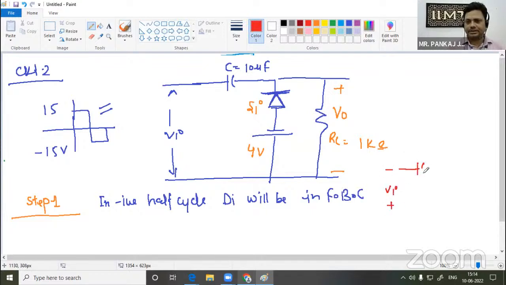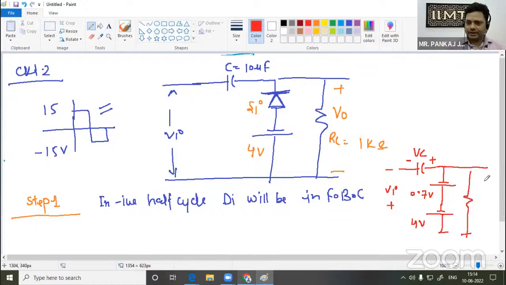Okay, this capacitor will be charged with minus plus Vc. This silicon diode is in forward bias condition. The cut-in voltage of silicon diode is 0.7 volt, I have mentioned here, and a DC battery of minus 4 volt is also connected across this. So this will be my equivalent circuit. Here we are trying to calculate the V output.